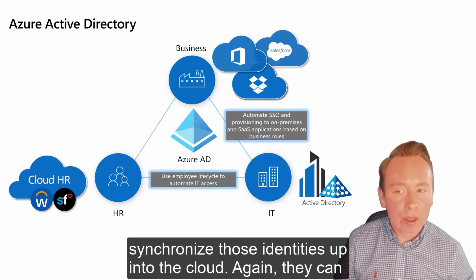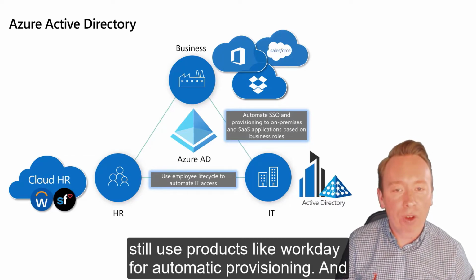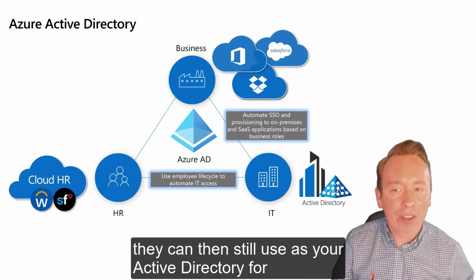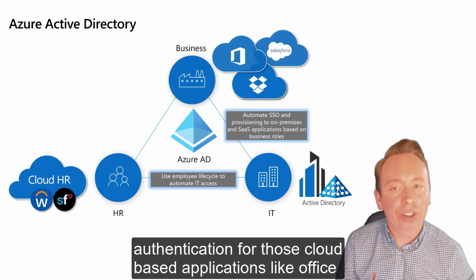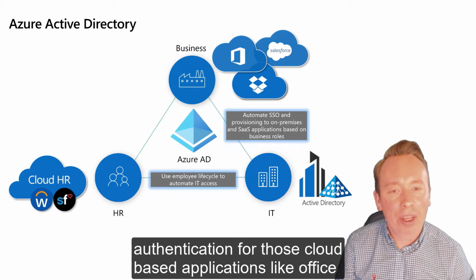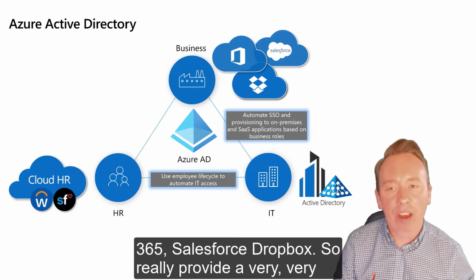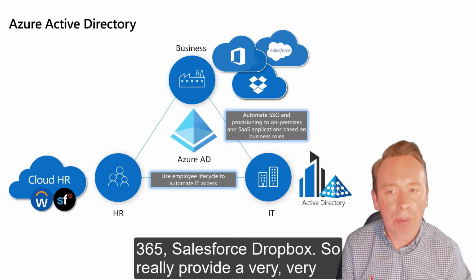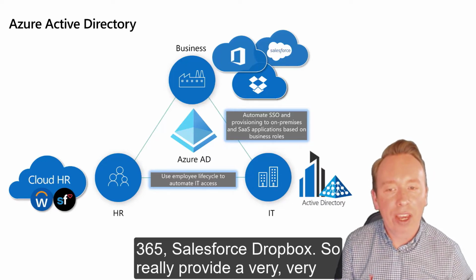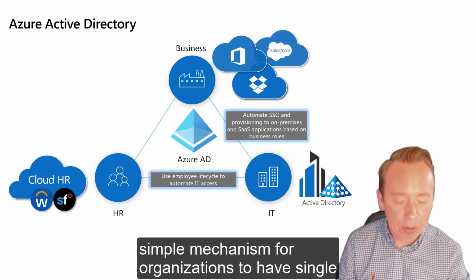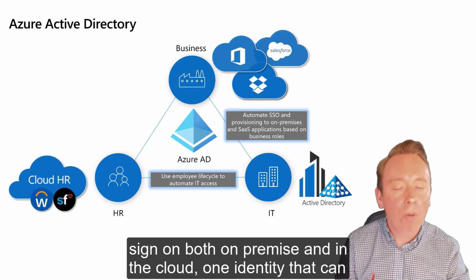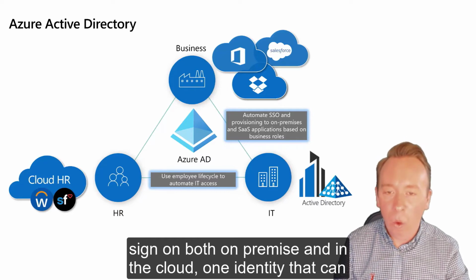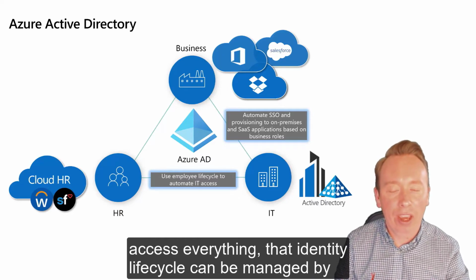Again, they can still use products like Workday for automatic provisioning, and they can then still use Azure Active Directory for authentication for those cloud-based applications like Office 365, Salesforce, Dropbox. So it really provides a very simple mechanism for organizations to have single sign-on both on-premise and in the cloud. One identity that can access everything.